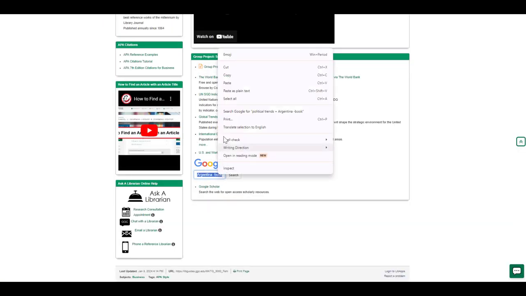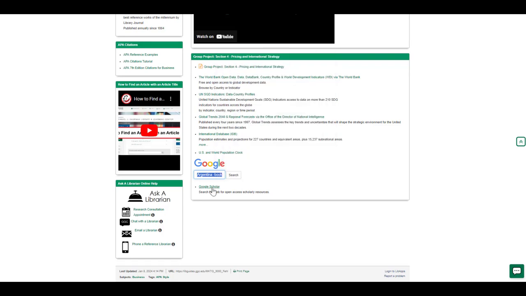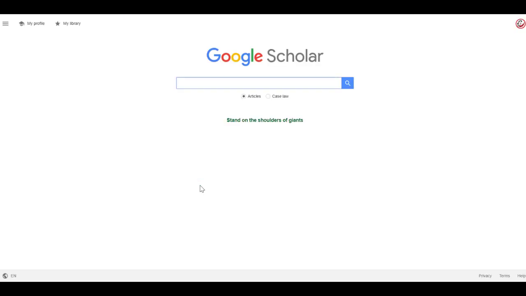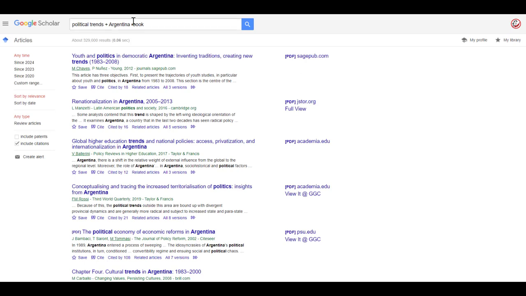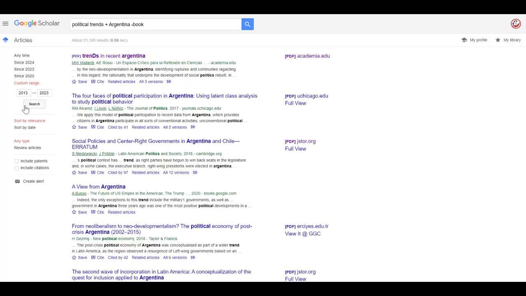And again, what I'm going to do is copy and paste that search. And I'm going to go look in Google Scholar just to see what kind of scholarly articles are out there. So I'm using the exact same search: political trends, Argentina, negative books. This pulls up my search. What I want to do, I'm going to get rid of include citations. I also want to create a custom range. I want to look at my data from 2013 to 2023. And that's going to help me narrow that down to more current information.